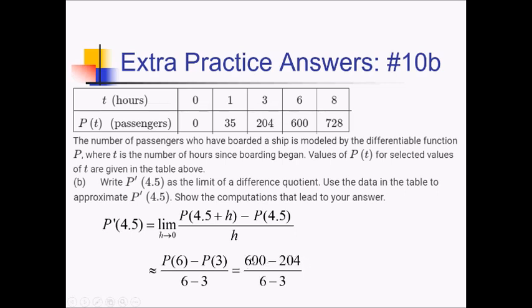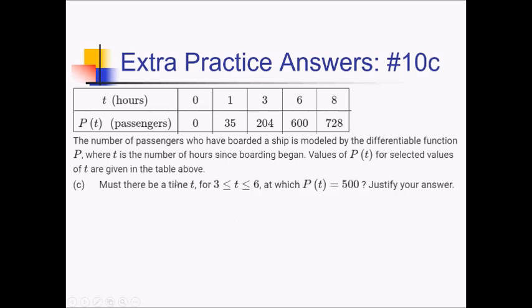Now this is 396 over 3. And what can I reduce that to, if anything? Well, 300 divided by 3 would be 100. 96 divided by 3 would be 32. So this would be then 132. There it is.